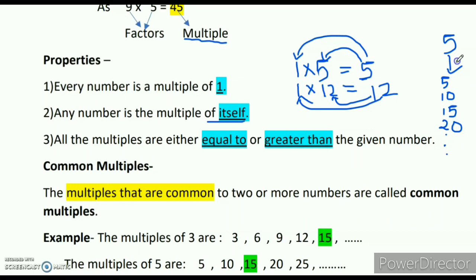So what I can see from this example is that all the multiples here are either equal to 5 or greater than 5. Yes or no? All the multiples are equal to 5 or greater than 5.